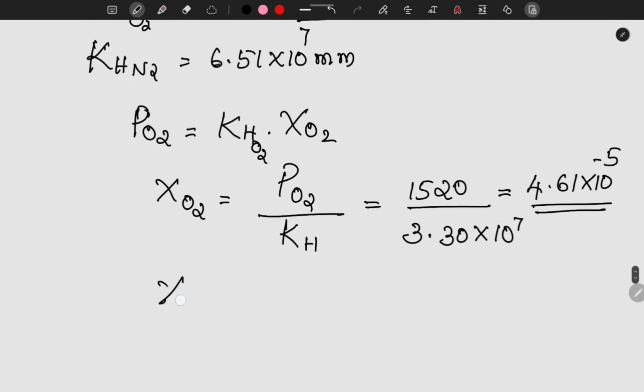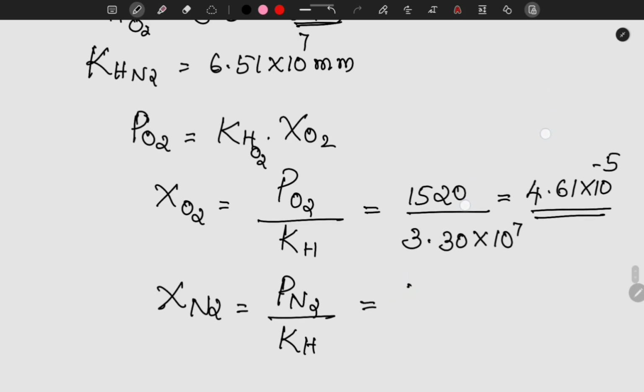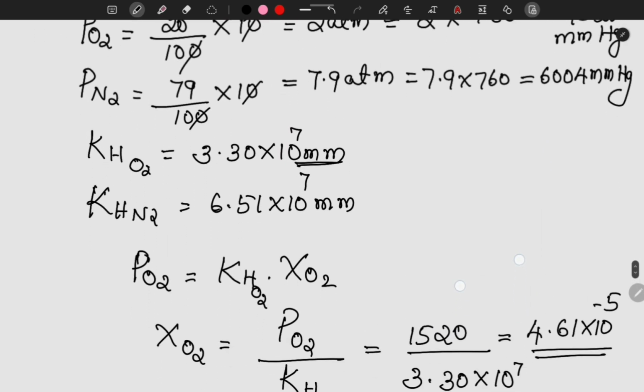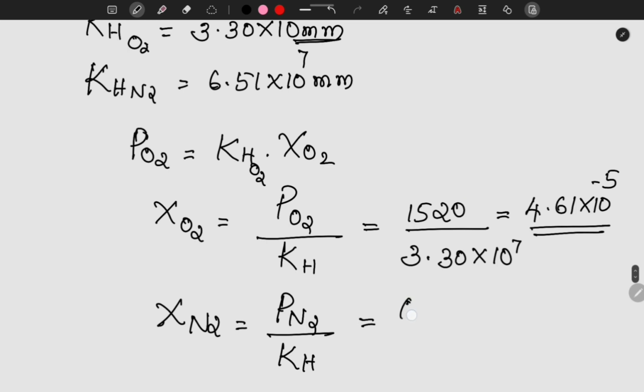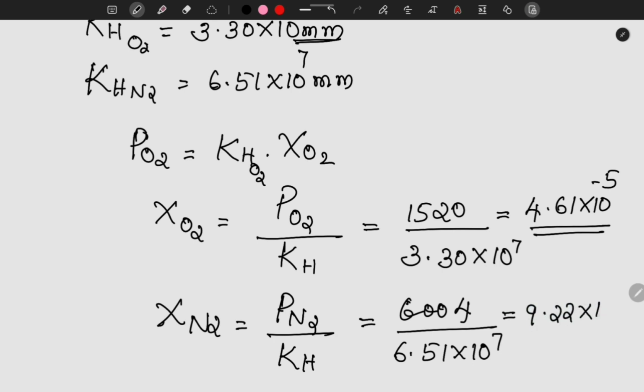Similarly, we can find out the mole fraction of nitrogen, which is equal to the partial pressure of nitrogen by kH of nitrogen. So that is equal to, when we multiplied, we got 6004, divided by the constant 6.51 into Henry's constant. When we simplify, we will get 9.22 into 10 raised to minus 5.